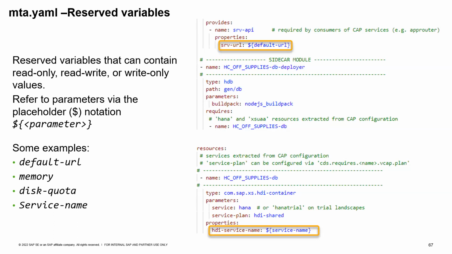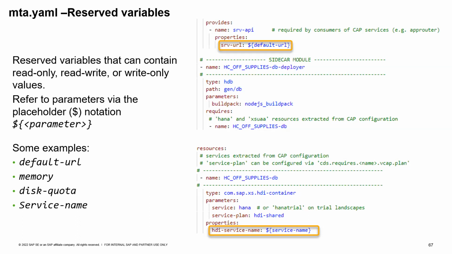Then reserved variables. The parameters are basically reserved variables which influence the behavior during the deployment process and/or during the runtime. So a parameter can either be read-only, which is the case for most of the system parameters, and it can also be read-write or write-only.